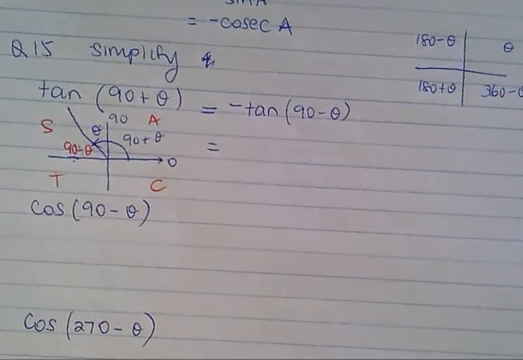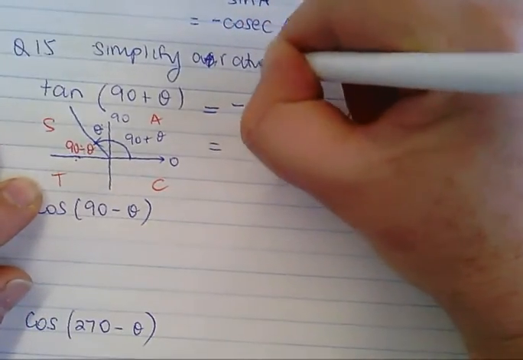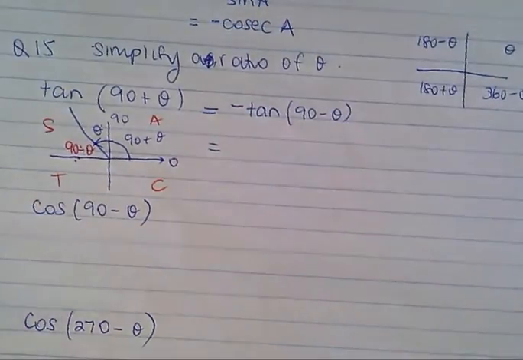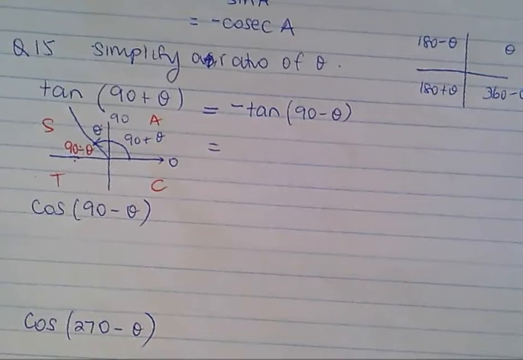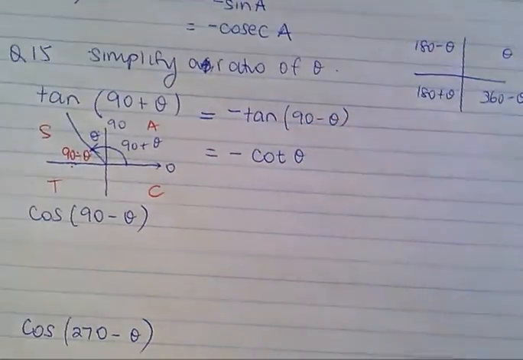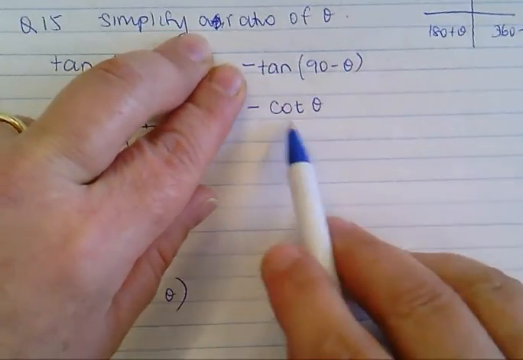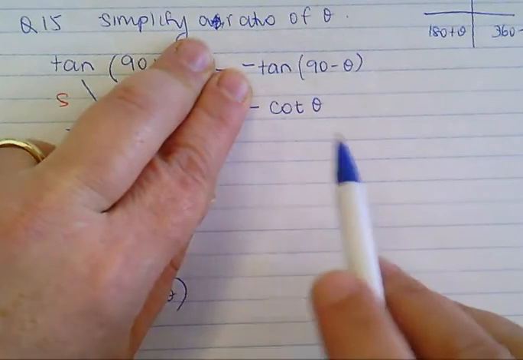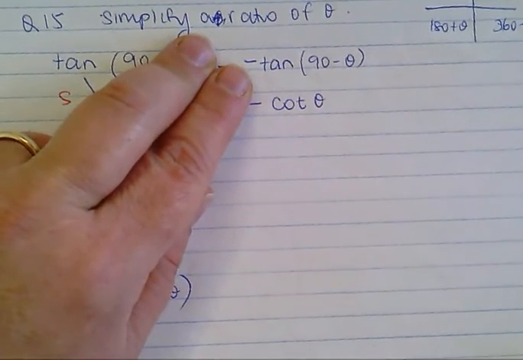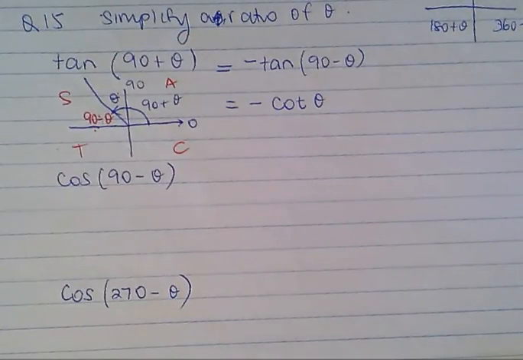Oh, 90 minus theta. They want us to write it, simplify, as a ratio of theta. I don't want a ratio of 90 minus theta. This 90 minus, isn't that all got to do with complementary? What's tan's partner? Cot. So that's the same as negative cot theta. The negative is because it's quadrant 2, all right? But tan of 90 minus: tangent, cotangent, complementary. Sine, cosine, complementary. Secant, cosecant, complementary. Go, go, go, all right?